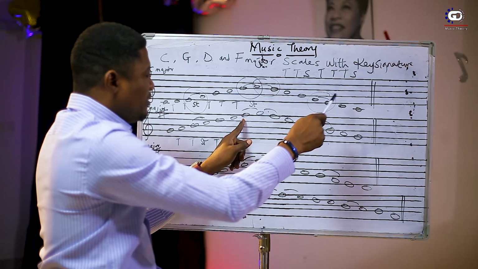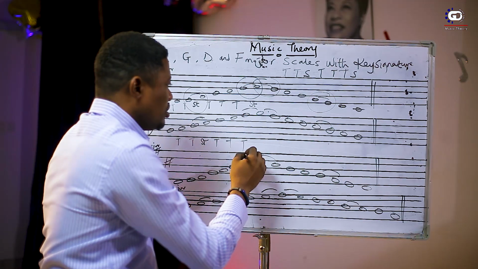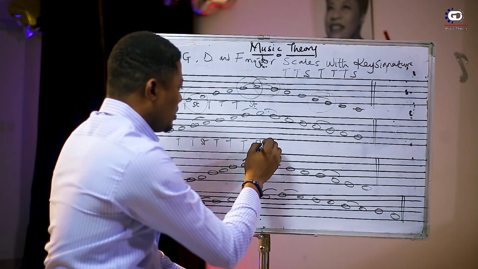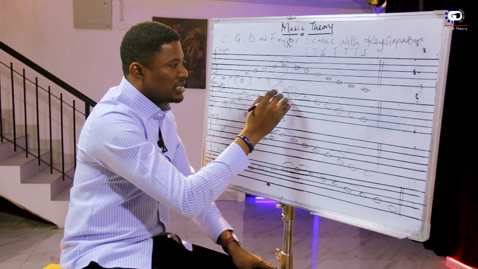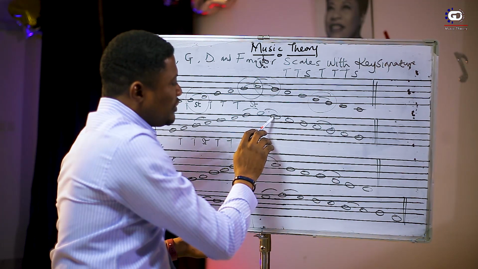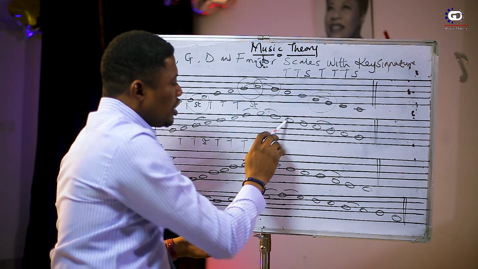So, E to F sharp is now a tone. F sharp to the last note G is a semitone, right? Now, the same thing descending. G to F sharp is a semitone. F sharp to E is a tone.